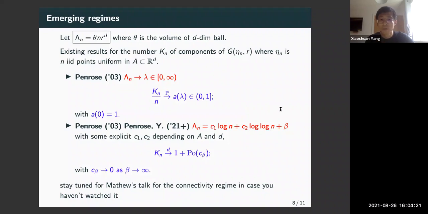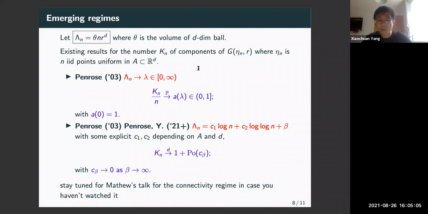We are going to identify different regimes according to a crucial parameter that I call lambda_n. It is defined to be theta times n times r to the d, where theta is the volume of a d-dimensional ball, n is the number of points, and r is the radius of connection. We consider n points sampled uniformly randomly from a set A. The number of components K_n would behave differently according to the limiting behavior of lambda_n.